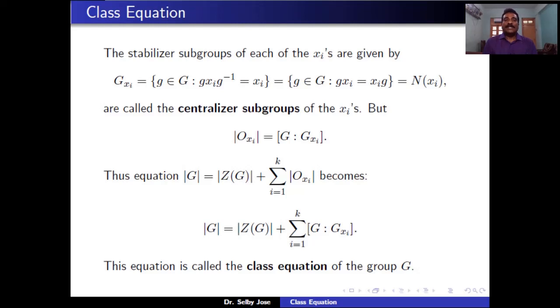But we know that the cardinality of Oxi is equal to the index of Gxi in G. Therefore, the equation order of G is equal to the order of the center of G plus the summation i equal to 1 to k of the cardinality of Oxi becomes the order of G is equal to the order of the center of G plus the summation i equal to 1 to k of the index of Gxi in G. And this equation we call the class equation of G.